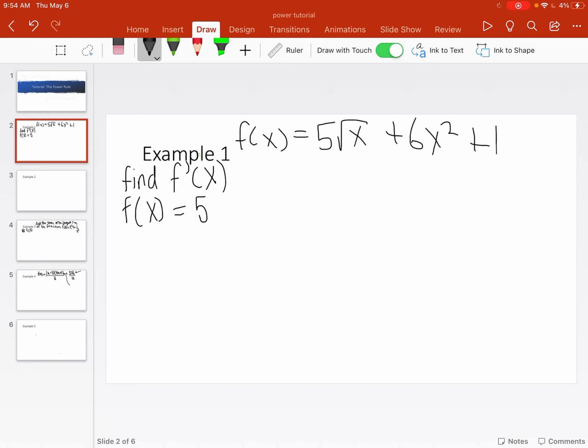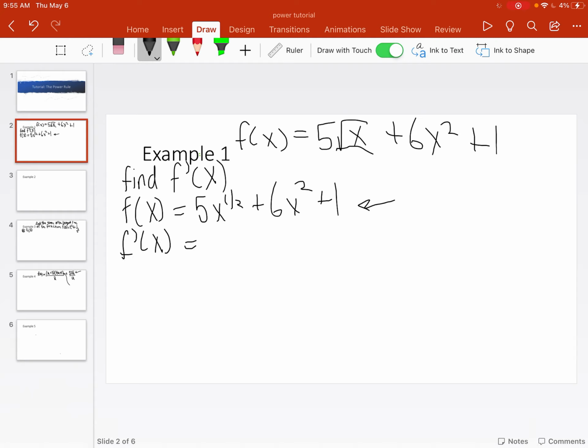So we got 5, and we want to write it in a more workable format, something easier to work with. So what we're going to do is convert this square root into an exponent. So this is x to the half, and this is plus 6x squared plus 1. So this looks like an easier format to work with. So let's take the derivative.